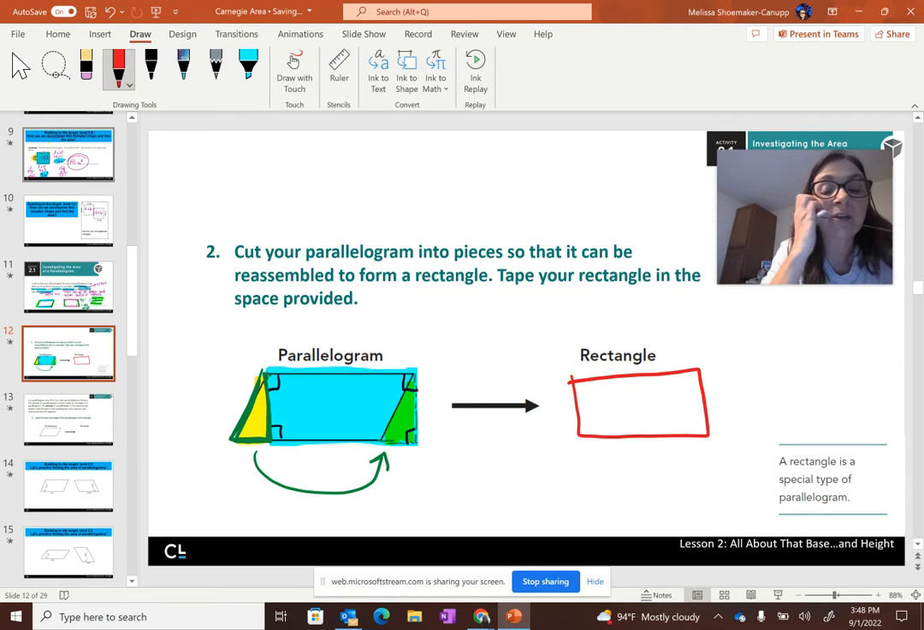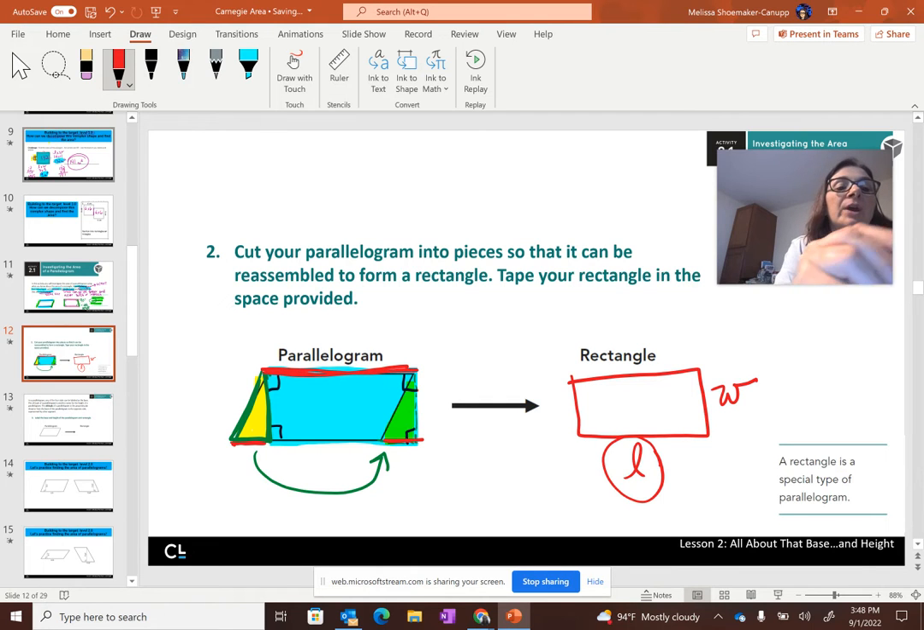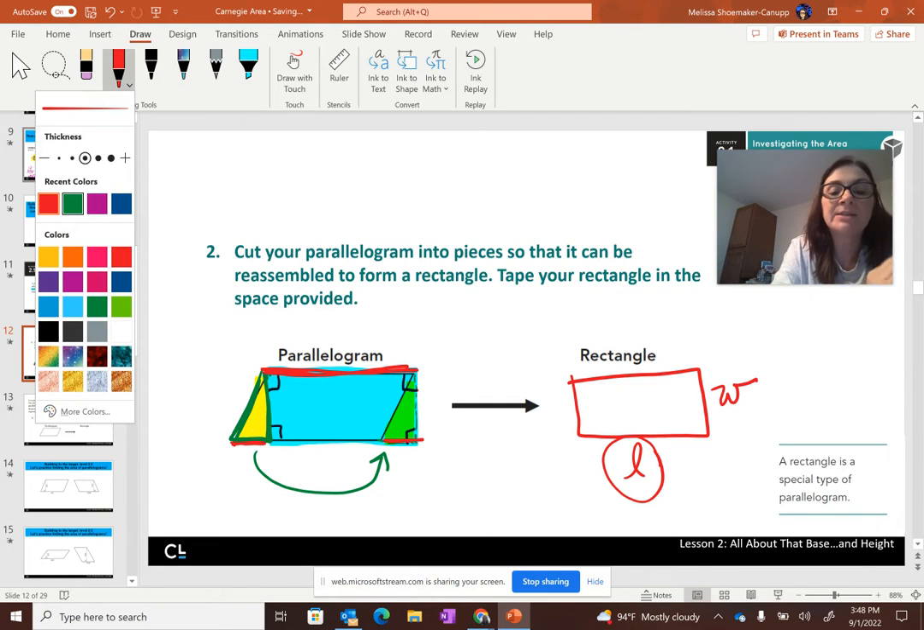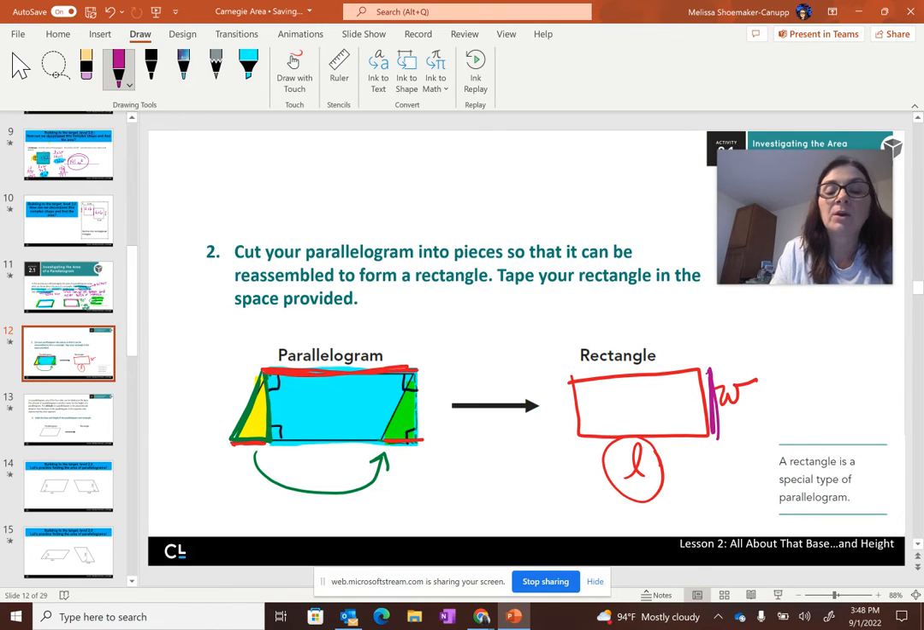Now, what you need to understand is where the measurements are. So we have the length and the width. Well, the length stays the same because we've just taken this piece and moved it over here. So either way, that would be this measurement. But what we need to understand is the height is slightly different, or the width. It has to be this, straight up and down. It would not be the actual side length of the original parallelogram.